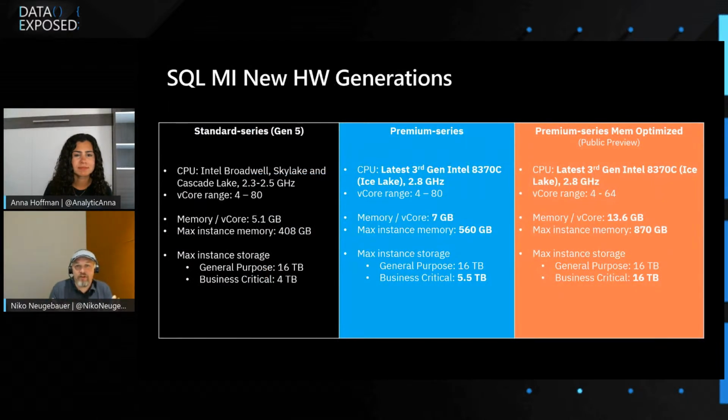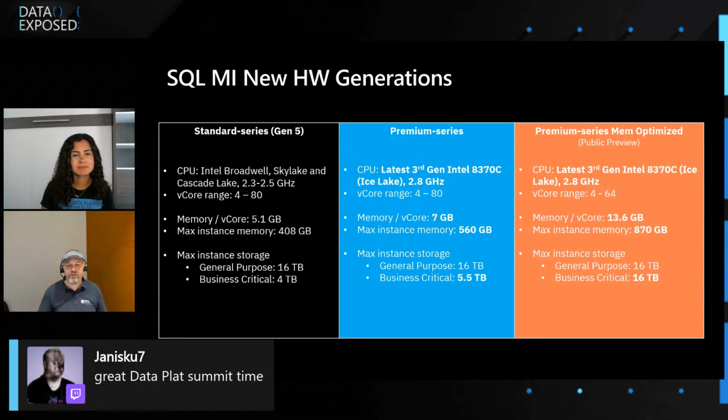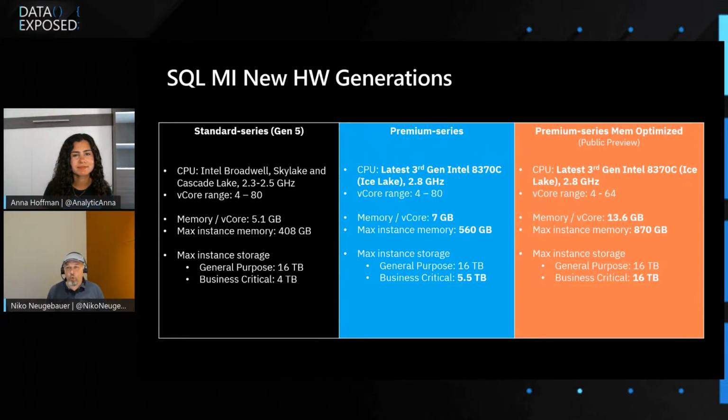Then, talking about the hardware, as you can see, we have 3 offers currently. The standard series, or generation 5, as it was called previously, the premium series, and the premium series memory optimized. Premium series got into GA, available on Ice Lake, the latest and the greatest, gives you not 5.1, but even 7 gigabytes of RAM per vCore. The premium series memory optimized, I will tell you pretty exclusively, stay tuned. You can almost count the hours. We are about to push this one into general availability.